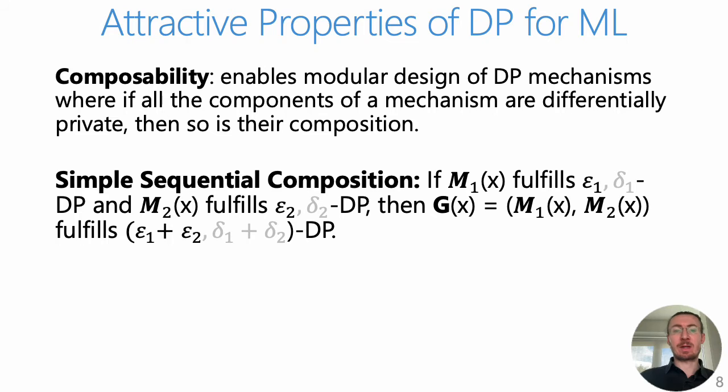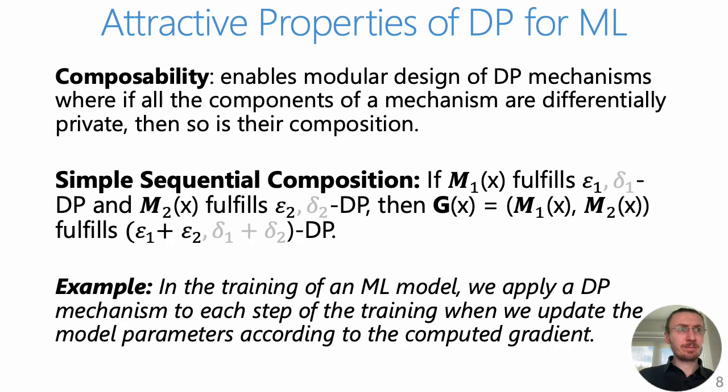An example of this property is in the training of ML models, where we apply a DP mechanism to each step of the training, when we change the model parameters according to the computed gradient. In the training of the model, we might have many iterations, and we compute the privacy leakage per iteration, and ultimately, thanks to this property of composability, we are able to compute the privacy leakage after the whole training of the model.